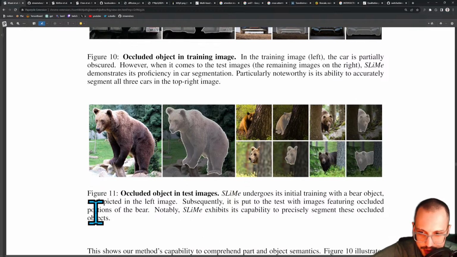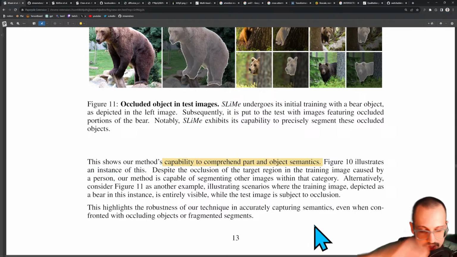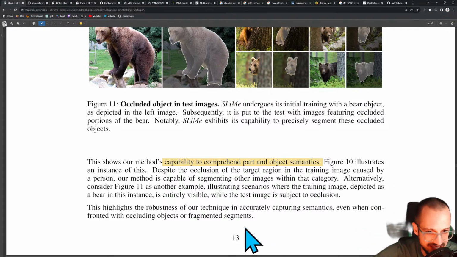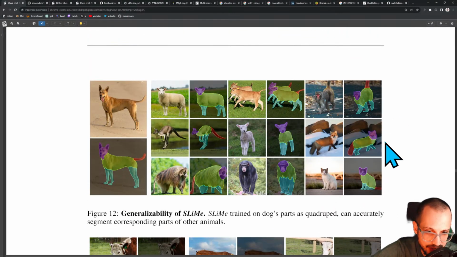Put to test occluded portions. Method's capability to comprehend part and object semantics, which is basically coming from the fact that you have this rich vision language understanding coming from the Stable Diffusion. The fact that Stable Diffusion is trained on captioned images. Alternatively, illustrating scenarios where a training image depicted as a bear is entirely visible while the test image is subject to occlusion. Okay, now we finally get to this part, which I thought was the coolest part, where it's able to kind of like generalize to other animals.